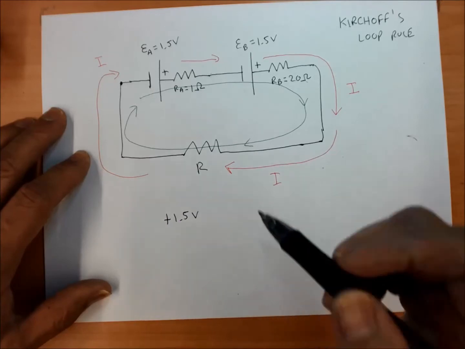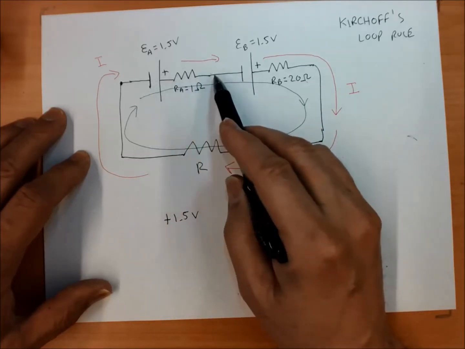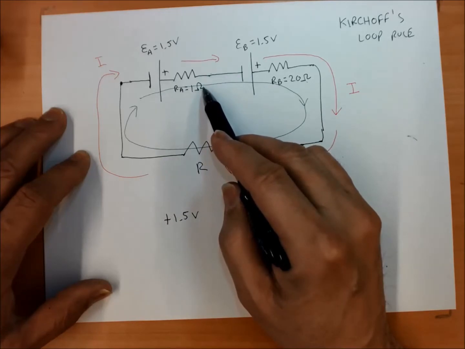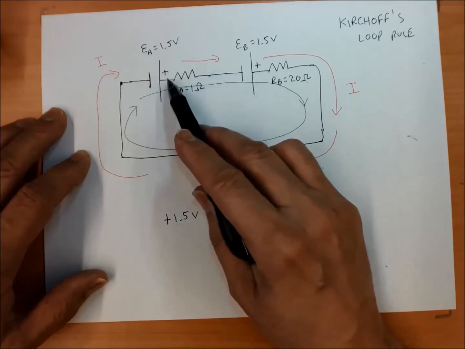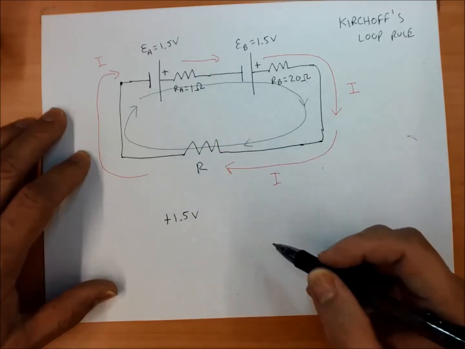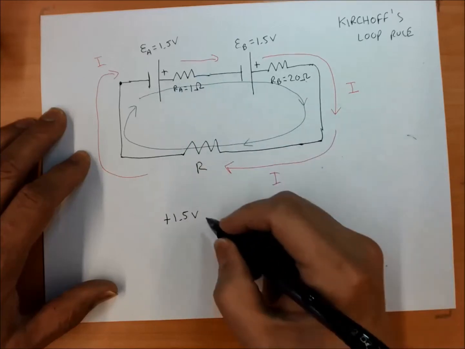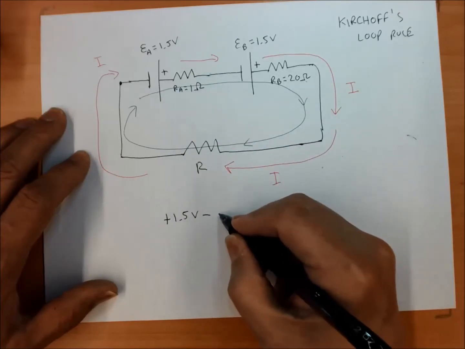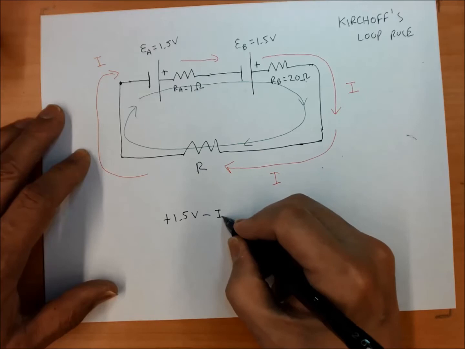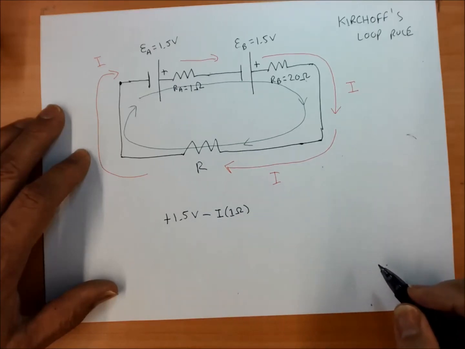Okay? Now, when I go through the resistor here, the 1 ohm resistor associated with battery A, since I'm going in the direction of the current, this will be a voltage drop, and that voltage drop will be equal to the resistance times the current. So this is going to be minus I times 1 ohm voltage drop.